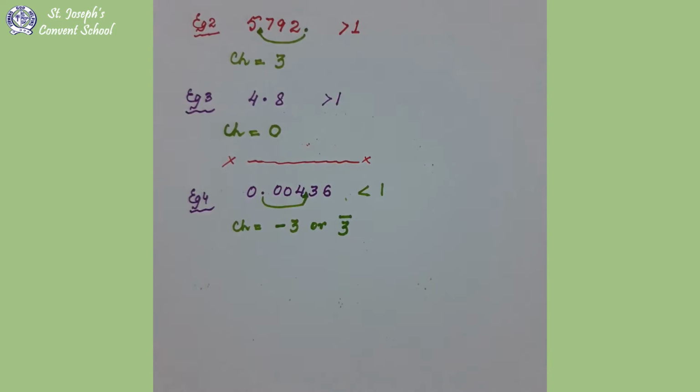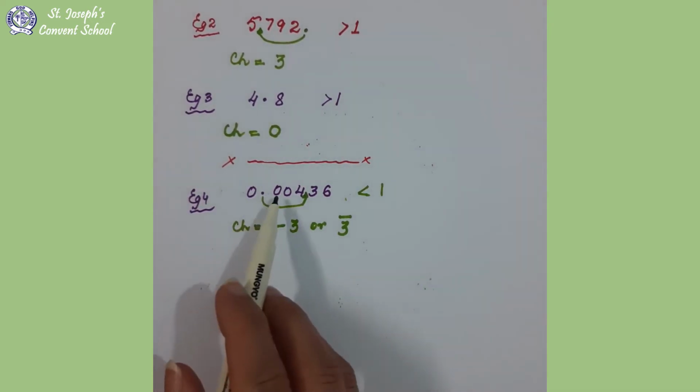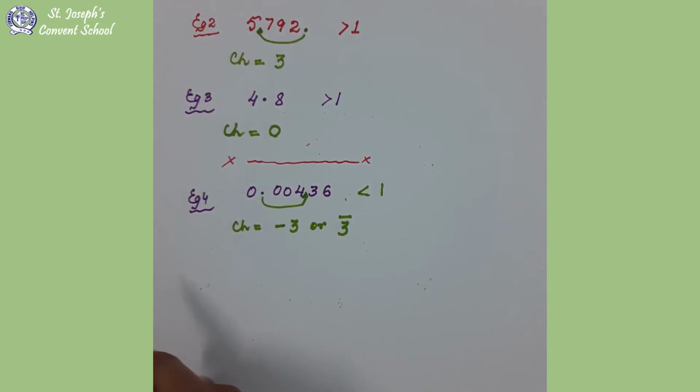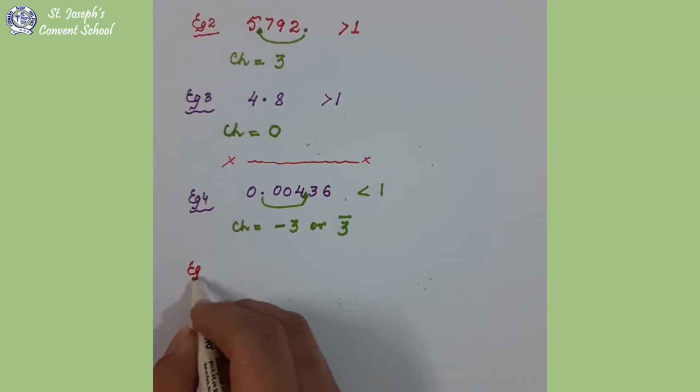So characteristic comes in the MCQs also, so please remember these things: how to find the place of the decimal, when is the positive characteristic, when is the negative characteristic. So if the number is less than 1, you will get negative characteristic. The rule is the same: shift the decimal after the first non-zero digit and then count how many places there are. Now another example of this negative characteristic, example number 5.